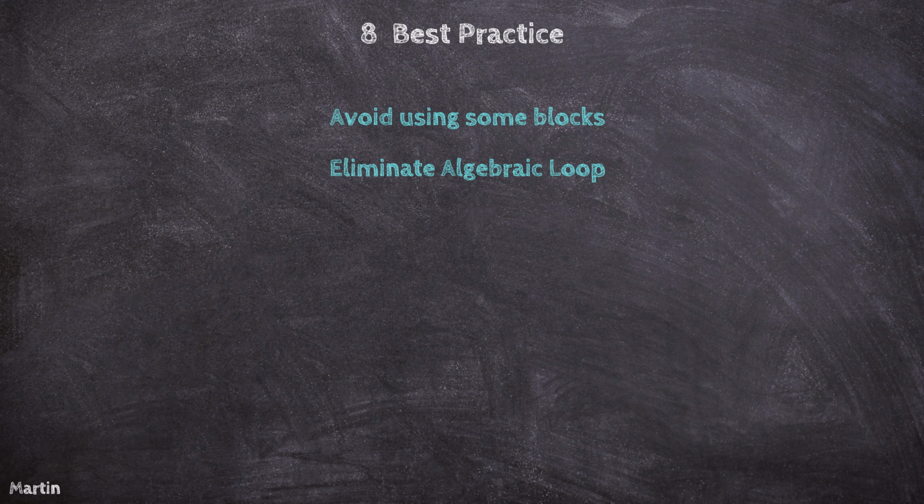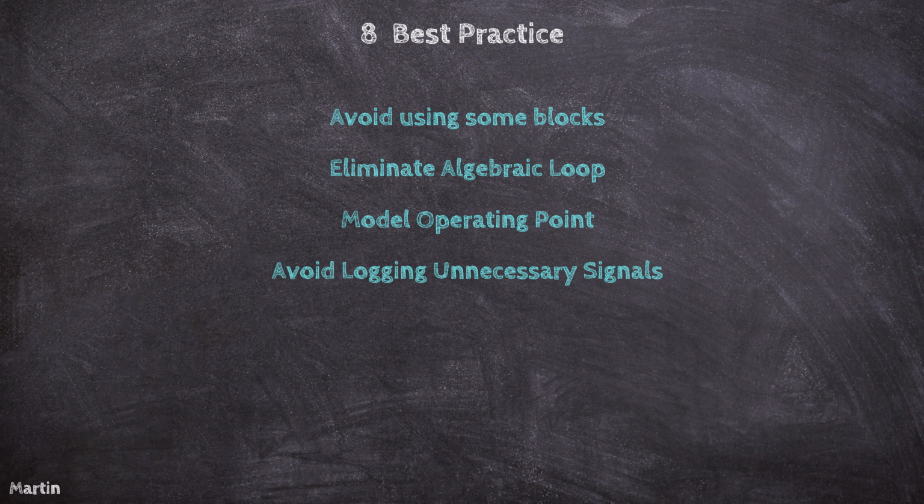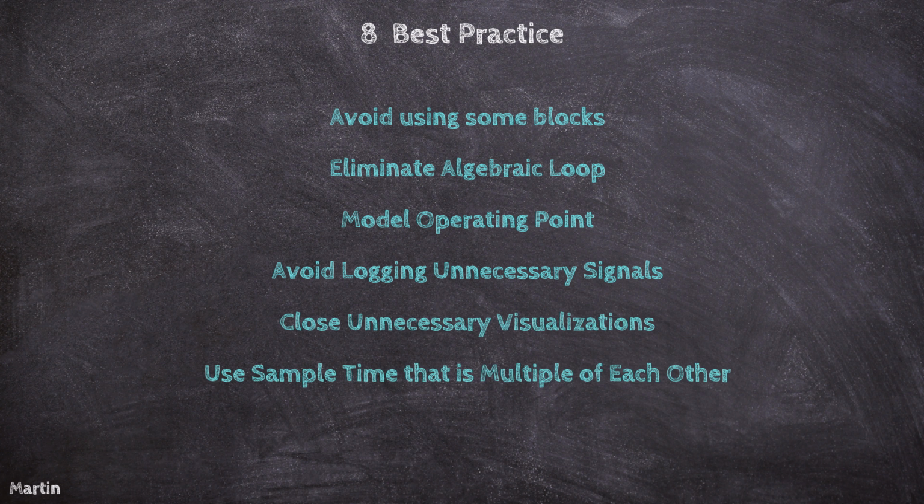In addition to avoiding specific Simulink blocks and eliminating algebraic loops, there are other best practices to explore for improving simulation performance. These include leveraging the model operating point for faster startup simulations, minimizing unnecessary signal logging, closing unused visualizations during simulations, using sample times that are multiples of each other, and more.